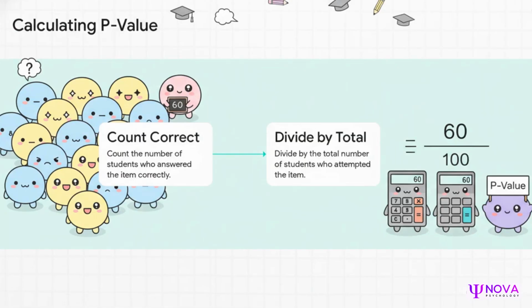Now, the good news is that calculating it is a piece of cake. Let's say you have 100 students and 60 of them got question 5 correct. You just divide 60 by 100. Boom, your p-value is 0.60. That's it. You now have a precise, objective number for how difficult that item was for that group.